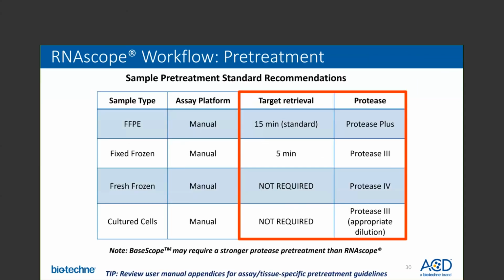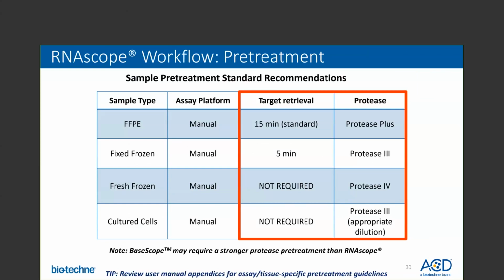Shown on the slide are sample pretreatment recommendations for various sample types to perform RNAscope. The recommendations shown on this slide are for manual assay platform. With each sample type, we are varying the target retrieval time and protease treatment. For FFPE, we recommend 15 minutes of target retrieval and the use of Protease Plus for digestion.